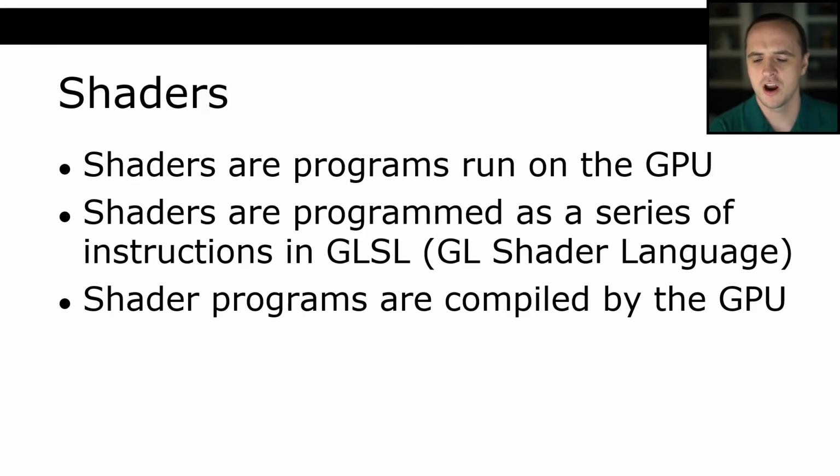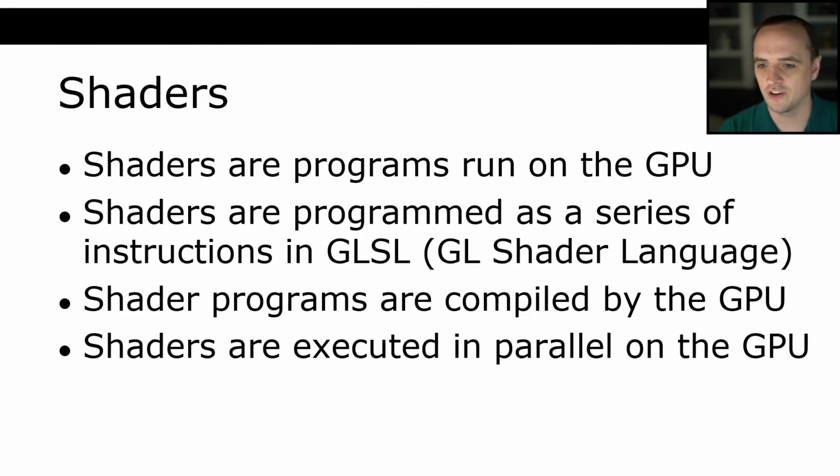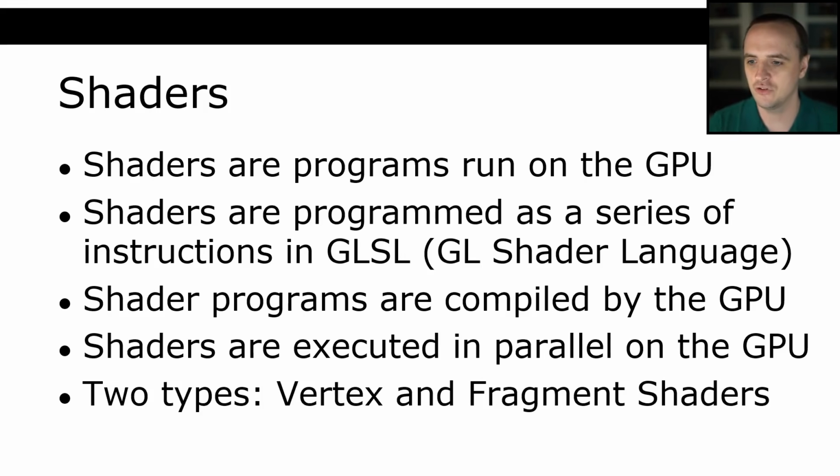Shader programs are compiled by the GPU. So the way that you write a shader program is you define it in a text file. That text gets sent to your GPU, and it's compiled on the GPU where it's then run. Shaders are executed in parallel on the GPU, and there's two main types of shaders, vertex shaders and fragment shaders.